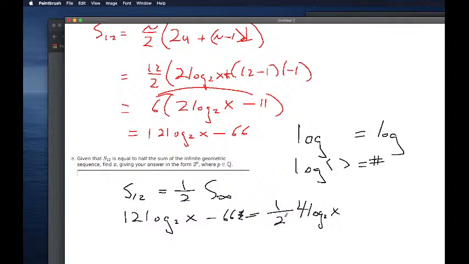So what I'm going to do is 1/2 times 4. I'm going to make this easier. So this is 2 log 2x minus 66 and 12 log 2x. And then I'm going to divide everything by 2. So this 2 goes away. This becomes 33. And this becomes 6.